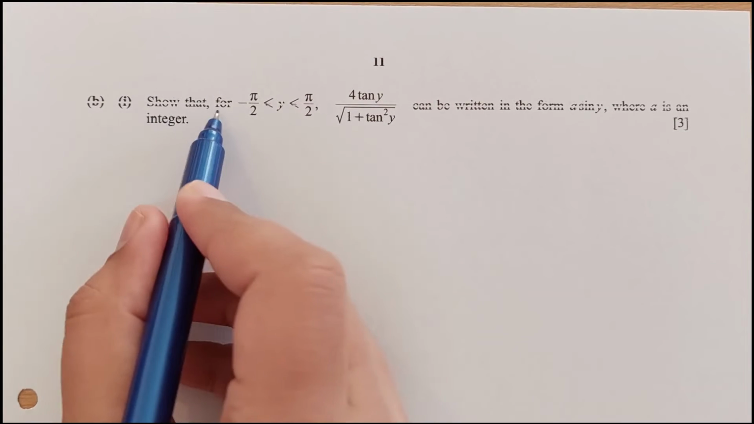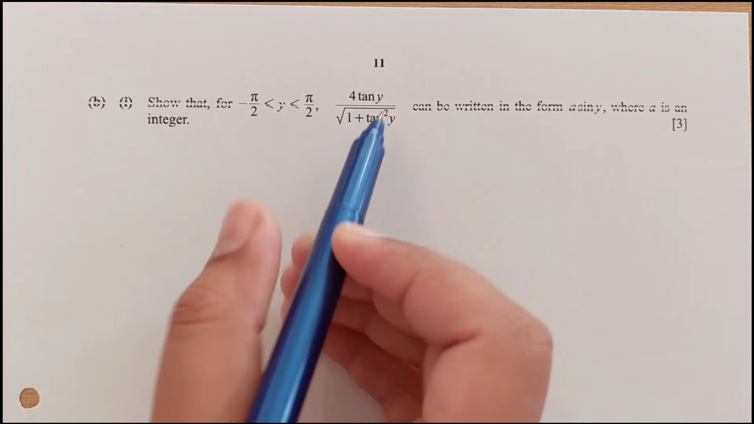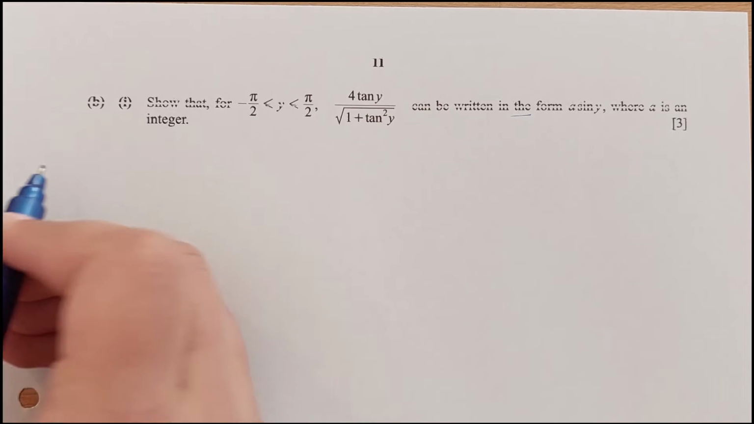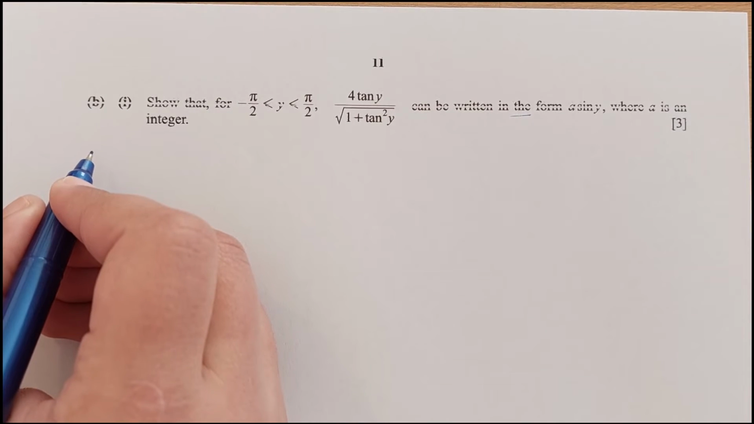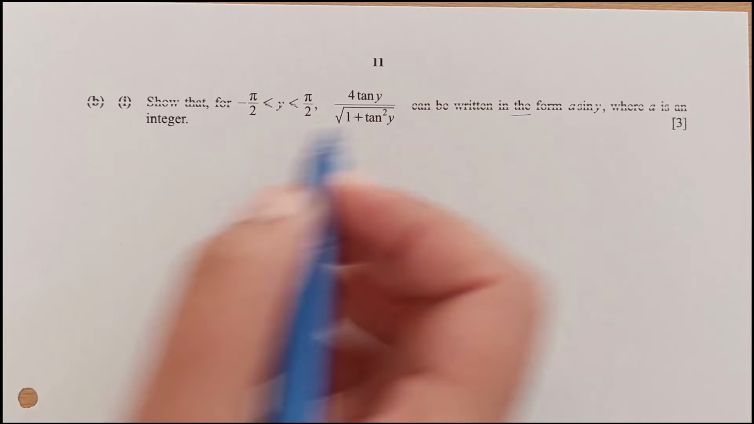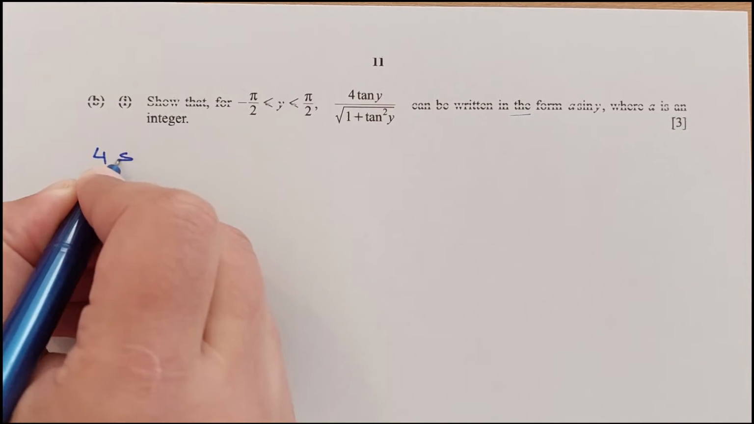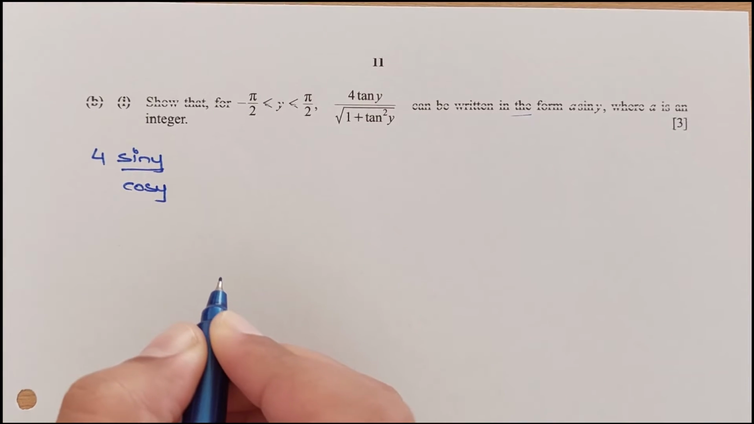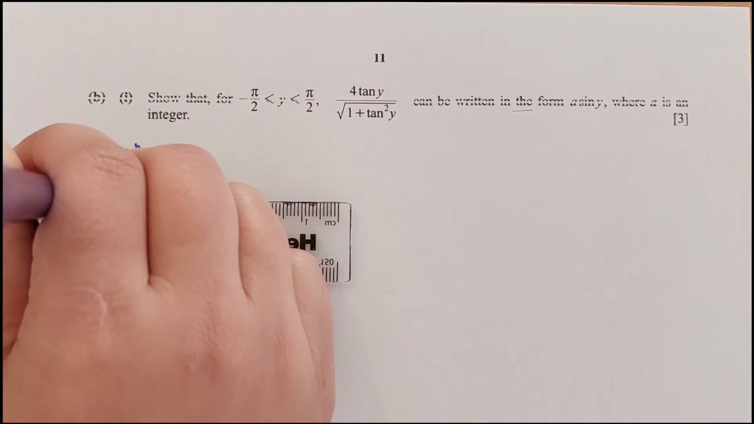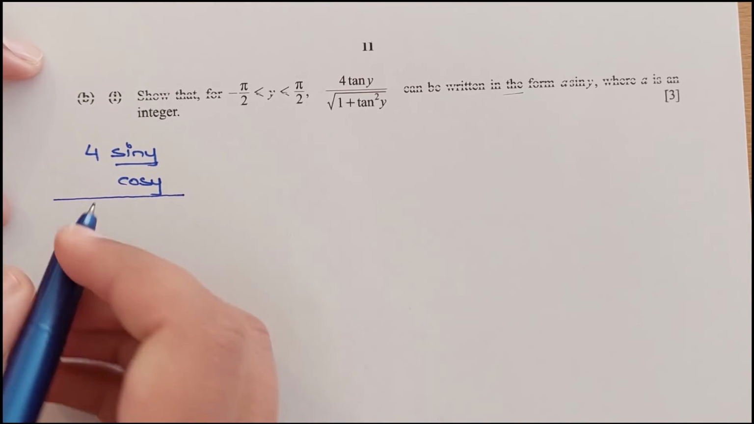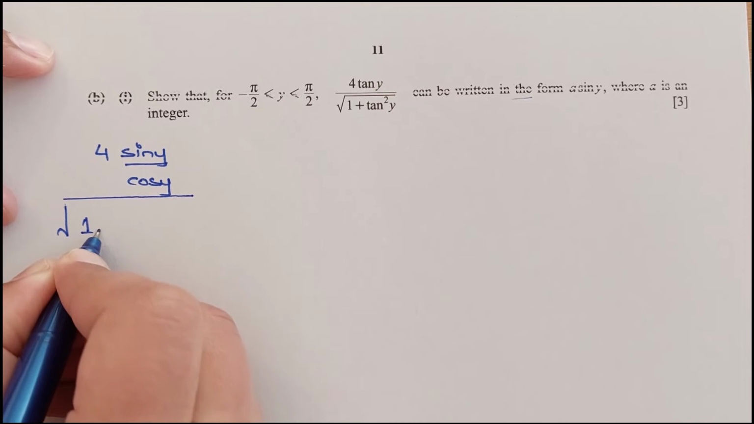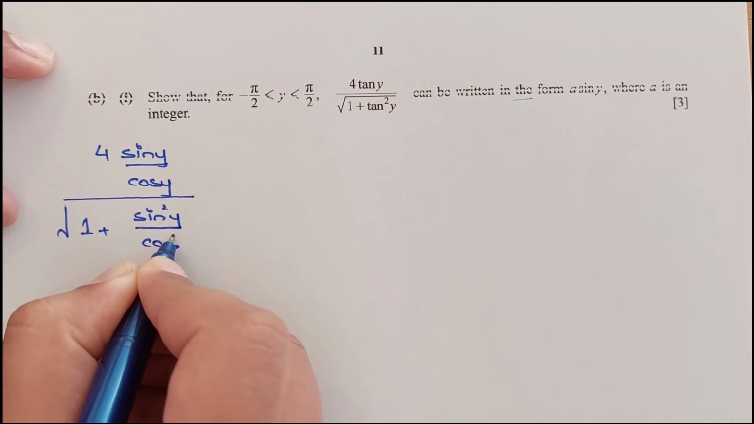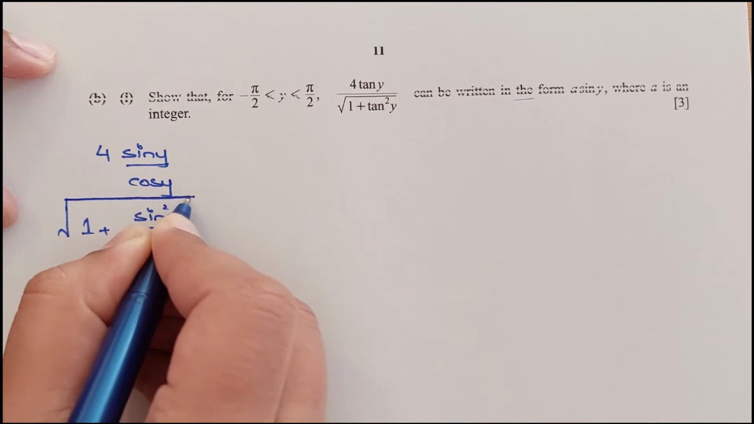Now for part B1, show that when y is between minus pi by 2 and plus pi by 2, this expression can be written in the form a sine y, where a is an integer. So a sine y. Let me write tan as sine over cos. So we can say 4 sine y over cos y, divided by the square root of 1 plus sine squared y over cos squared y, whole square root.